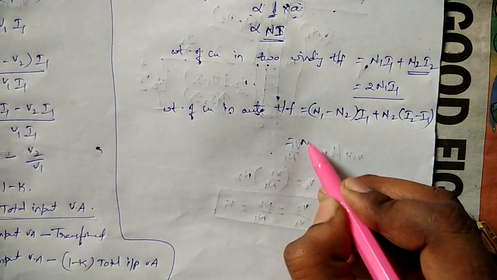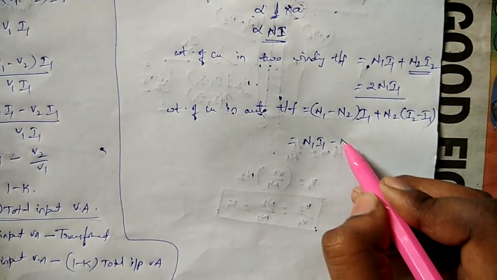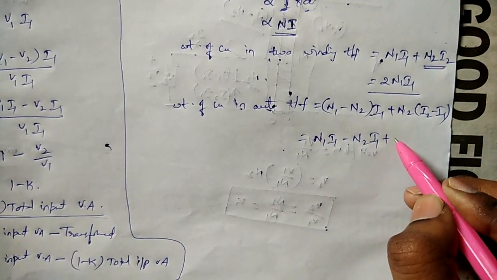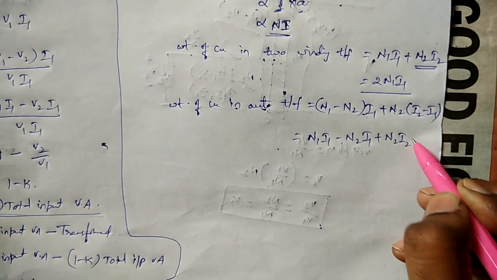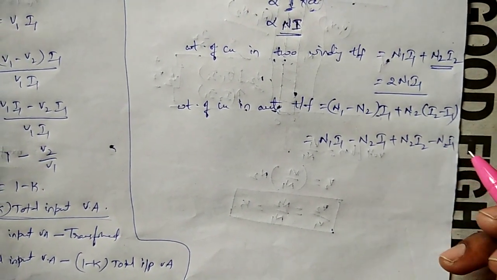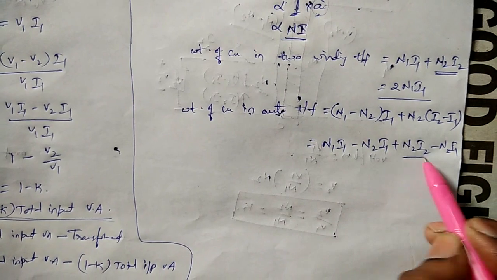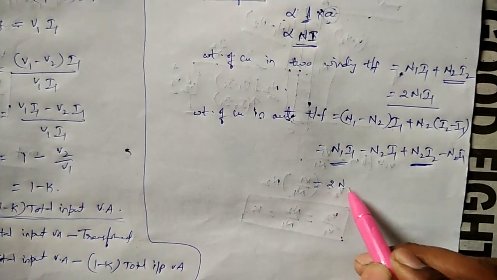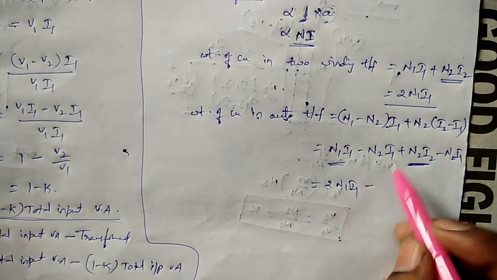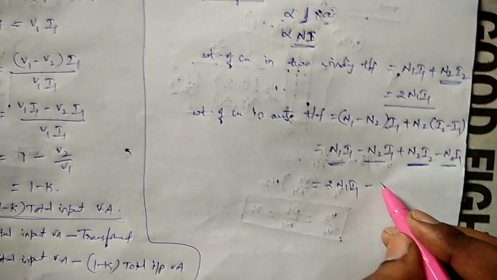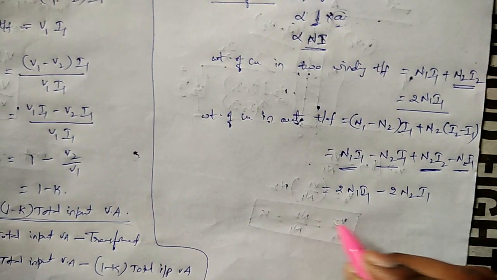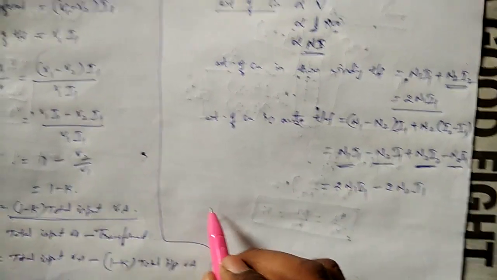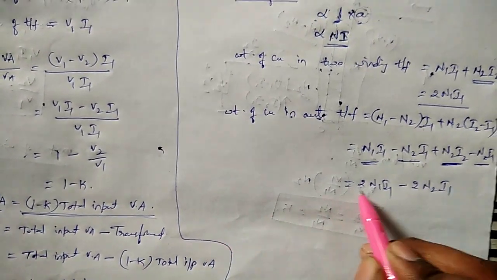So that is equal to n1 I1 minus n2 I1 plus n2 I2 minus n2 I1. Okay. So here again replace this by n1 I1, so you will get 2 n1 I1, minus n2 I1 and n2 I1, so 2 n2 I1. Okay. Now this is the equation.